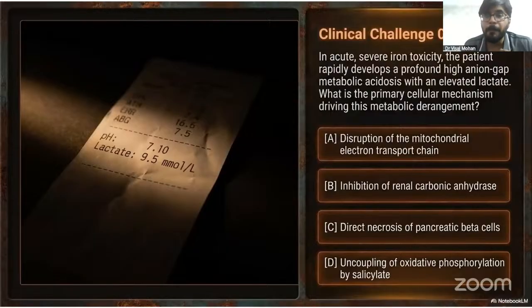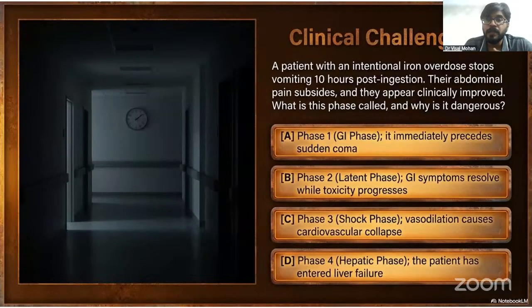We are moving forward. A patient with an intentional iron overdose stops vomiting 10 hours post-ingestion. Their abdominal pain subsides. The patient becomes clinically improved. What is this phase, and why is it dangerous? Phase 1 is the GI phase, immediately preceded by coma. Phase 2 is the latent phase. Third is the systemic phase. And the fourth phase is the hepatic phase.